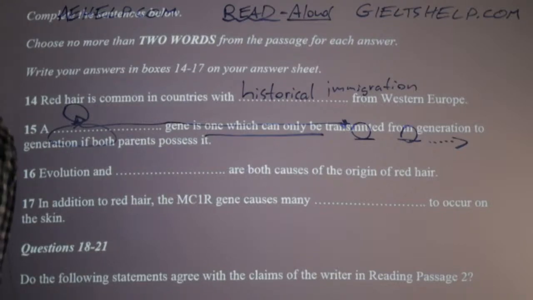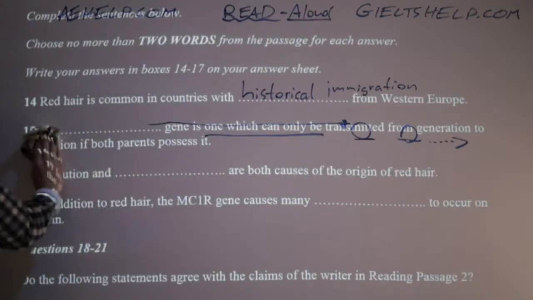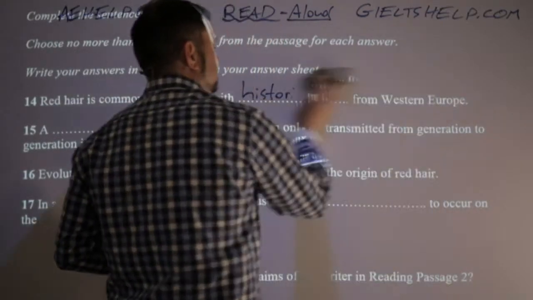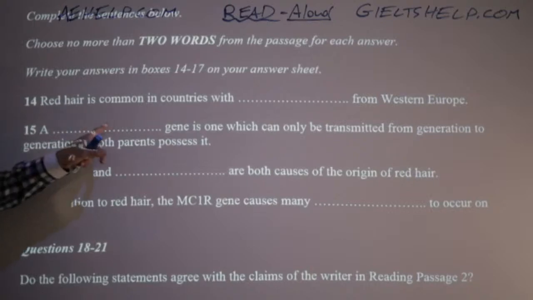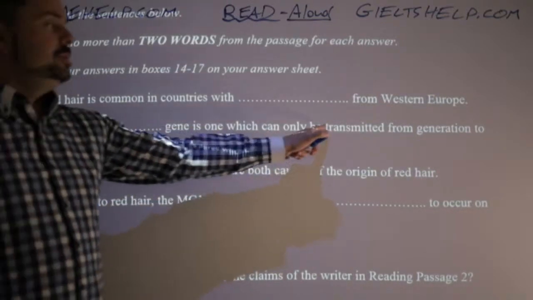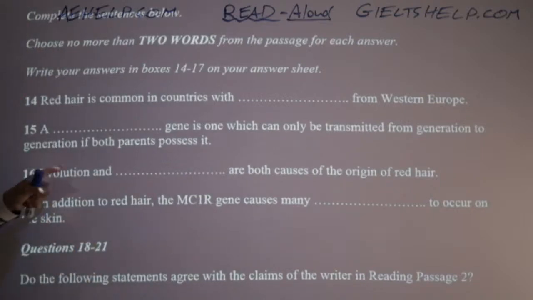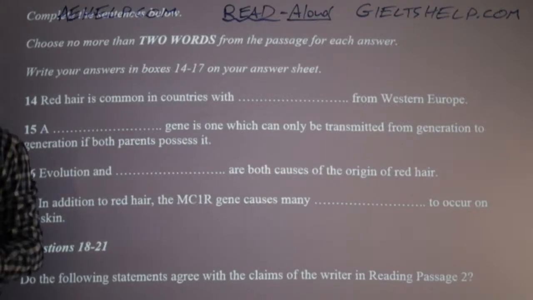All right, so next question. A something gene is one which can only be transmitted from generation to generation if both parents possess it. Now, if you were reading carefully and you've done a bit of grade 10, grade 11 biology, you should be able to answer this question without reading the text. So ideally, you're not searching the text for every answer.